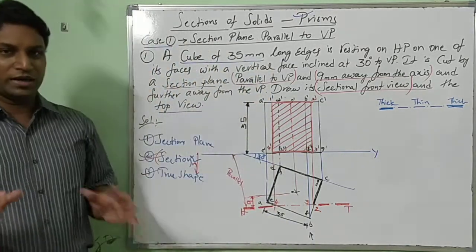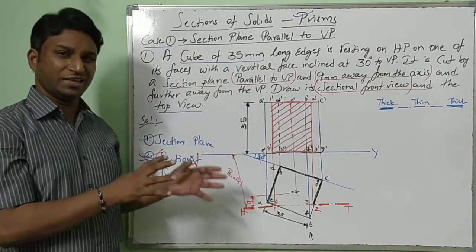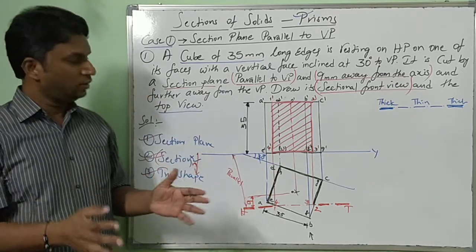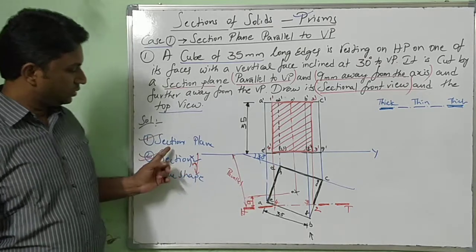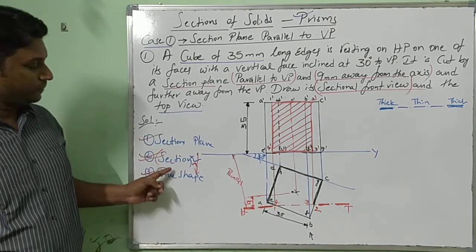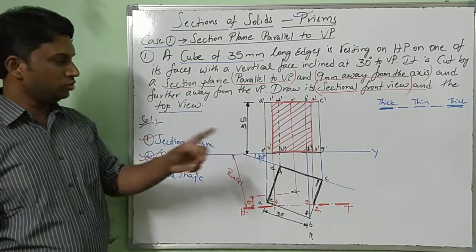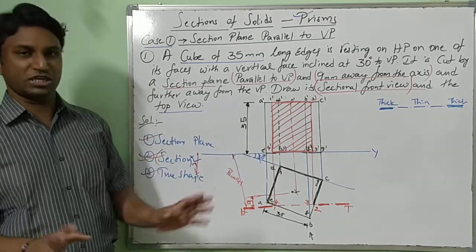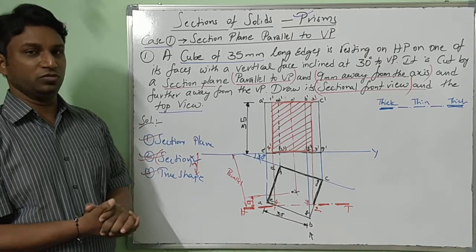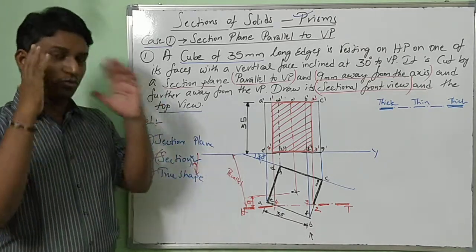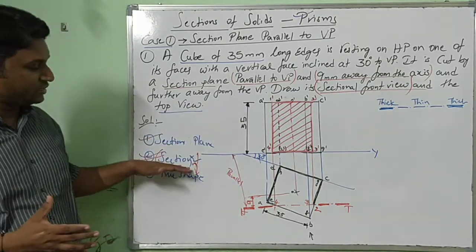I hope you all understand. It's a little bit typical, right? It's not tough. Try to involve yourself: draw projections, locate the section plane, draw the section, top view, true shape. Here I can say true shape and sectional front view are the same. Clear? As we discuss more questions, you will get more idea of the difference between section plane, section, and true shape.